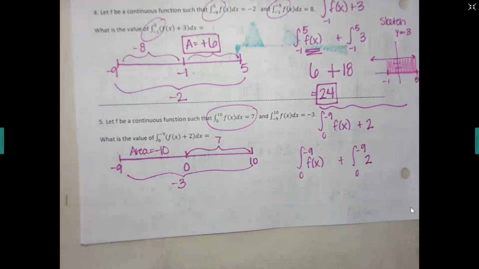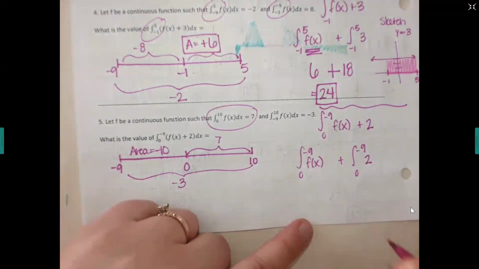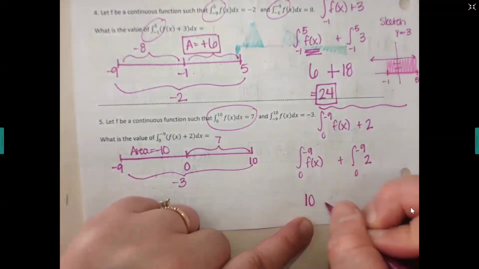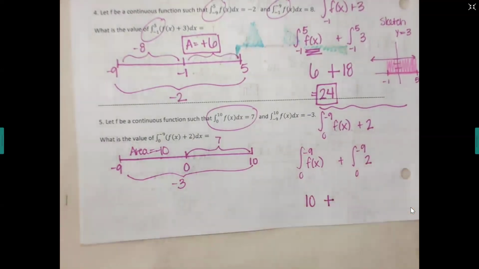How much area is there on this interval? What was the missing area? -10. Will I use -10 as my answer? Look at your endpoints. You see how it's backwards? So instead, I'm going to use what number? +10 plus. And then for this part, I'm going to have to construct a graph.